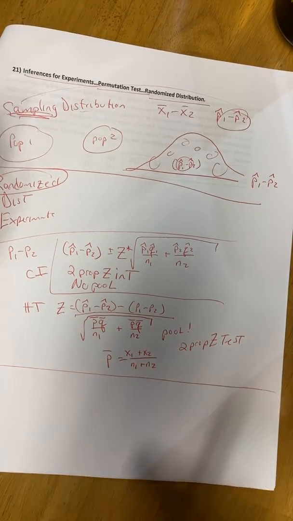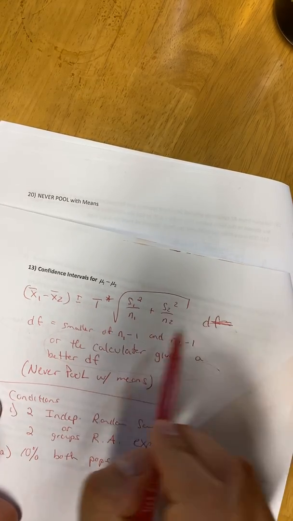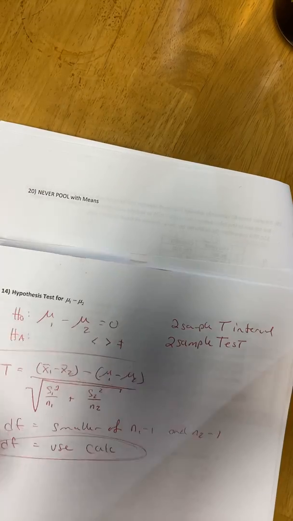And then remember, when we're dealing with means, so these need to be organized in your mind. When we're dealing with means, I guess it's on this sheet, but know what they are. Confidence interval, degrees of freedom, never pool with the means. Number 13, number 14, go through it.